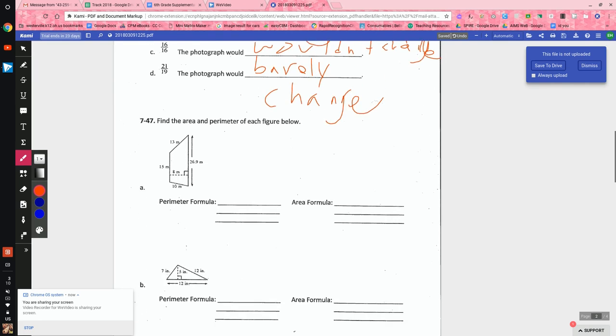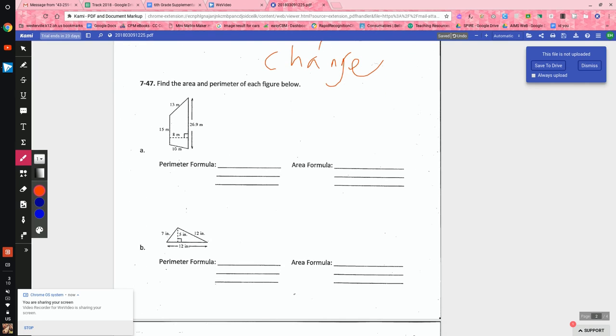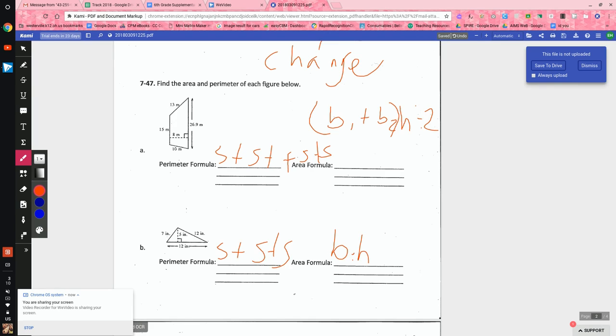Going down to 47, we got some shapes here. Again, perimeter is just side plus side plus side plus side. For a rectangle, just side plus side plus side. Your formula for this one, it's a trapezoid, so it's base 1 plus base 2 times the height divided by 2. All right. For our triangle, it should be the 1 base times height divided by 2.